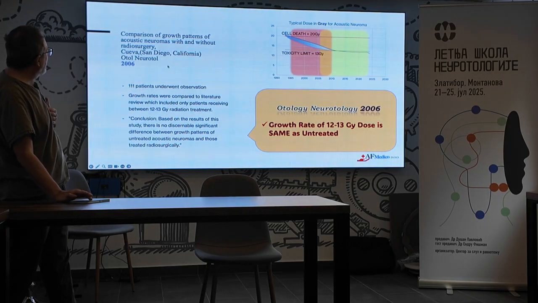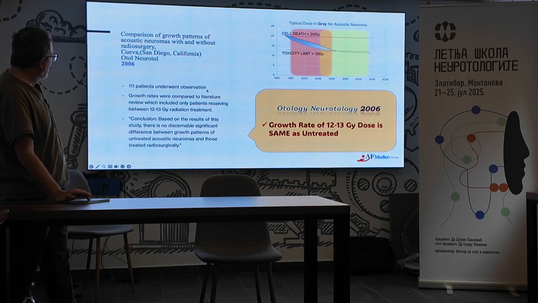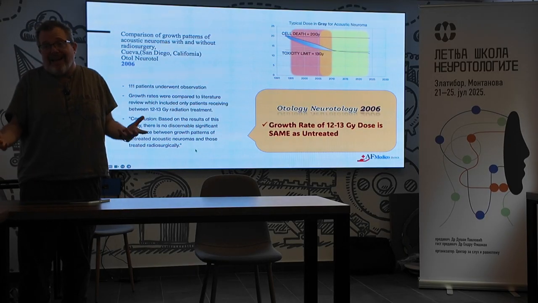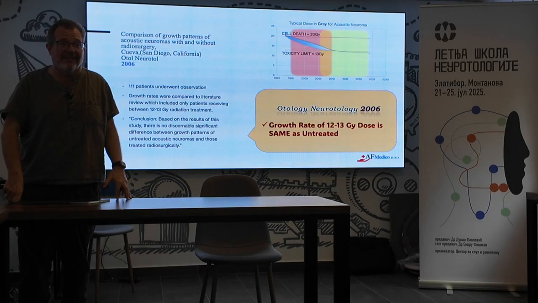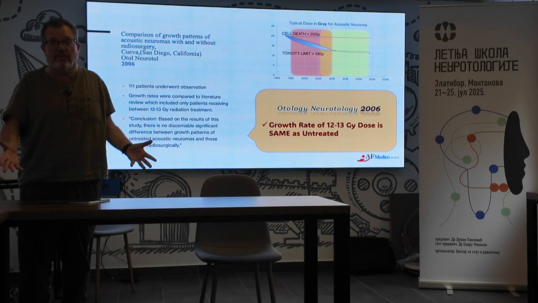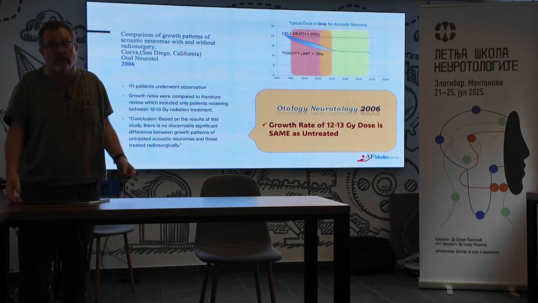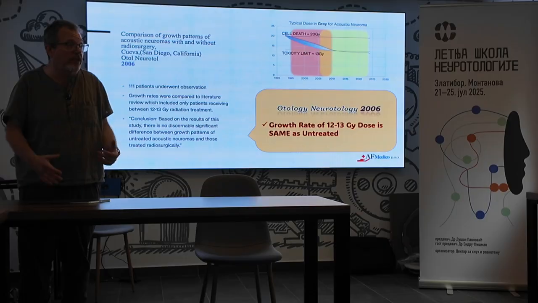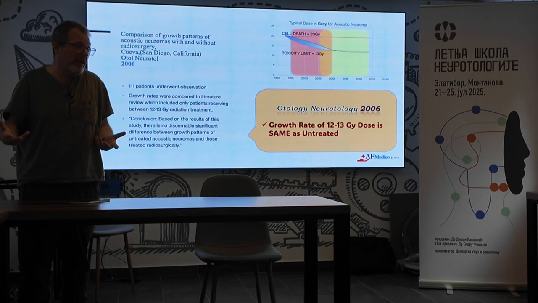Look, this is interesting. This was done in San Diego, 2006, 111 patients underwent observation, and then they compared them with a literature review, did a meta-analysis, including only patients receiving 12 to 13 gray. So 13 gray or less, and the growth rate was considered to be the same. So that opens up the question: how long does Gamma Knife radiosurgery actually control the tumor when they're at very low doses? And are we just seeing the natural history even though they've been radiated?